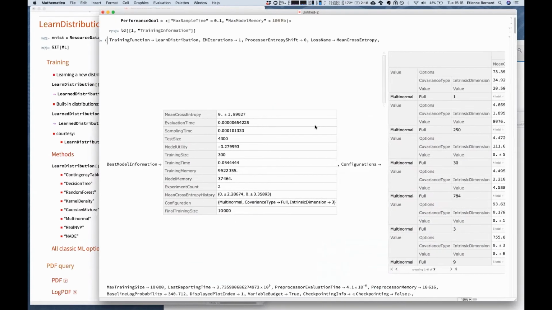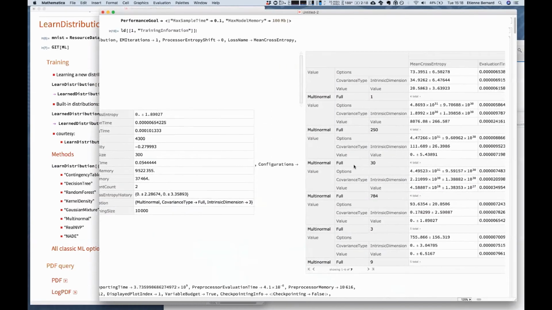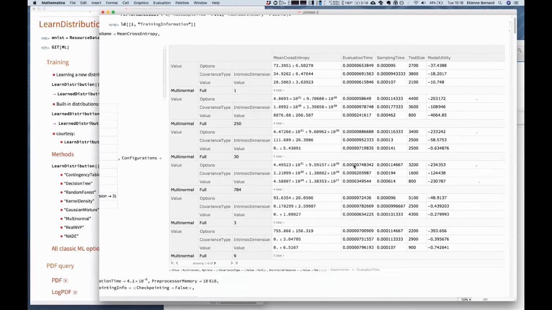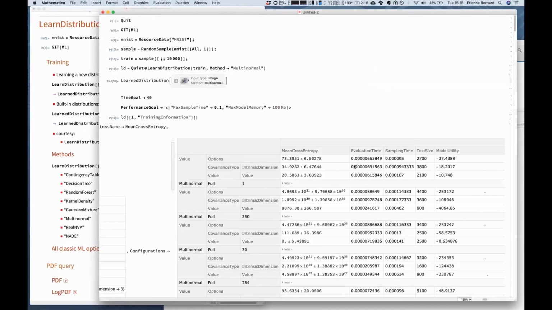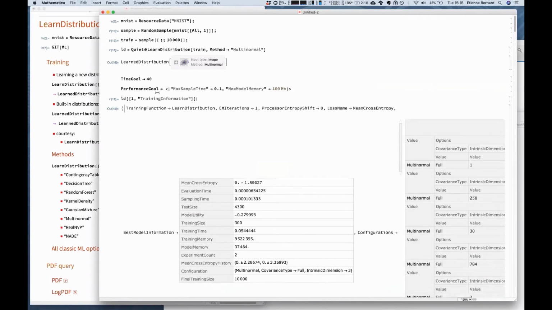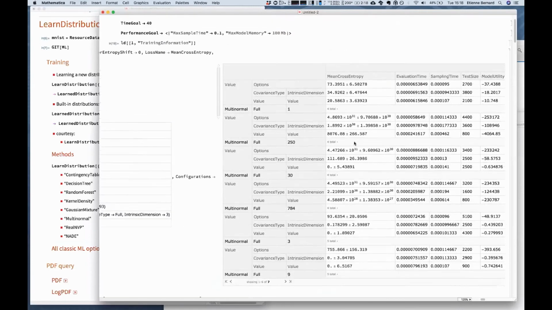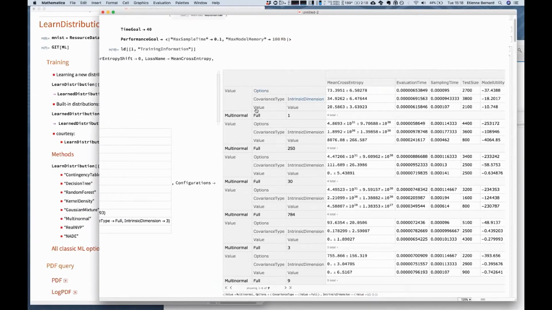Actually, just to give you an idea, that's the sort of thing that we measure. That was the model information about the best model. I don't know if I ever showed you. No, I've not seen these. This is inside the classifier. Or whatever model, you can go, and there's training information, and it shows all the configurations that have been tested. So here it's all the same method, multi-normal, but a different value for intrinsic dimension and so on.